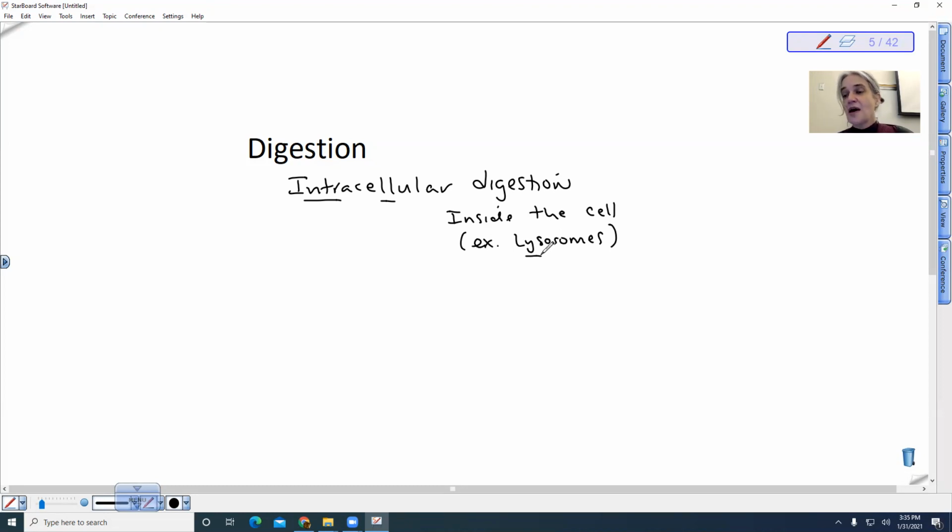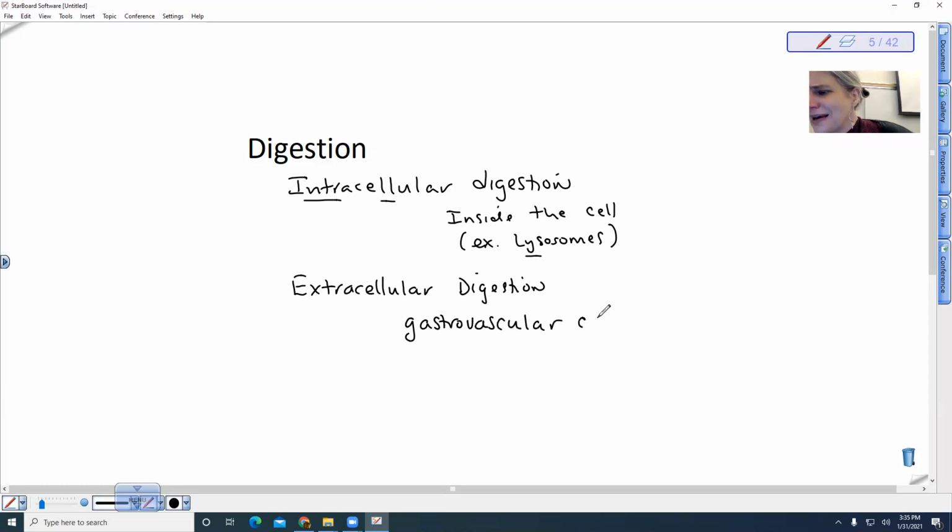Super important. We also have extracellular digestion. This is where we have a digestive cavity. In the very first organisms, it's called a gastrovascular cavity, and this allows for enzymes to be released outside of the cell.